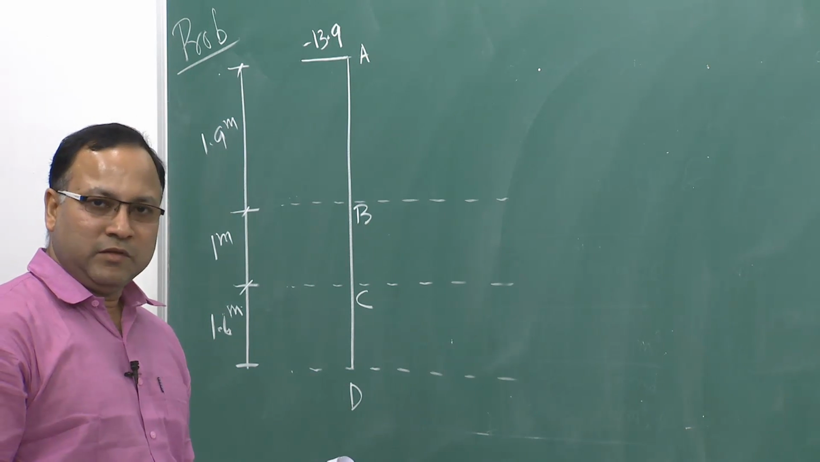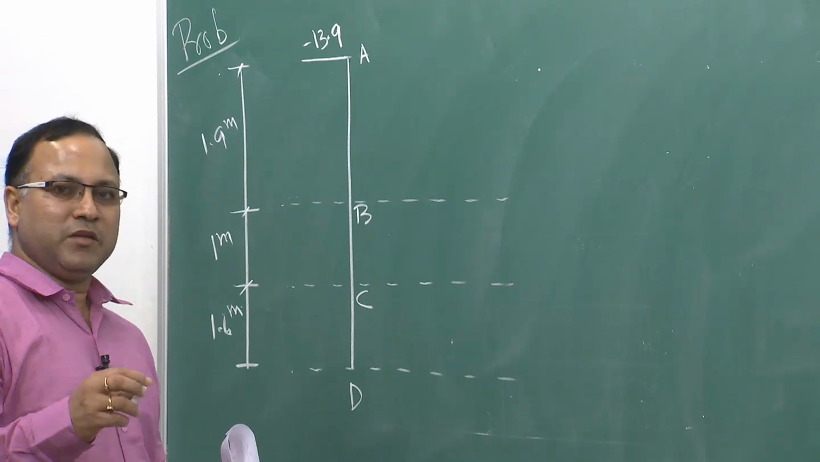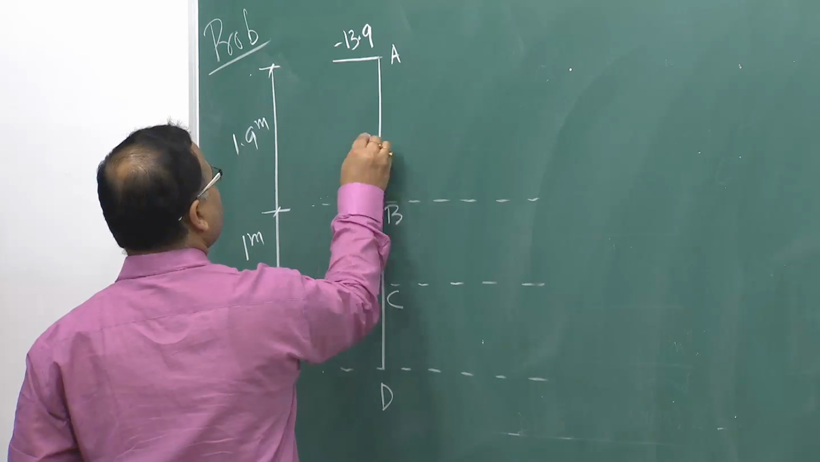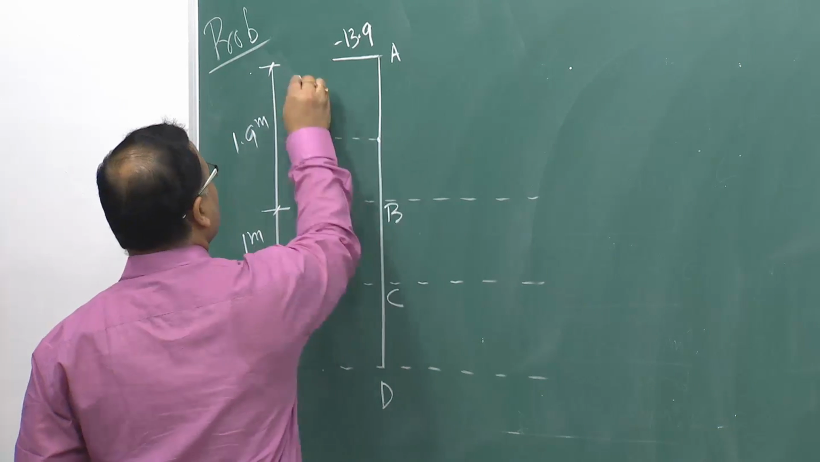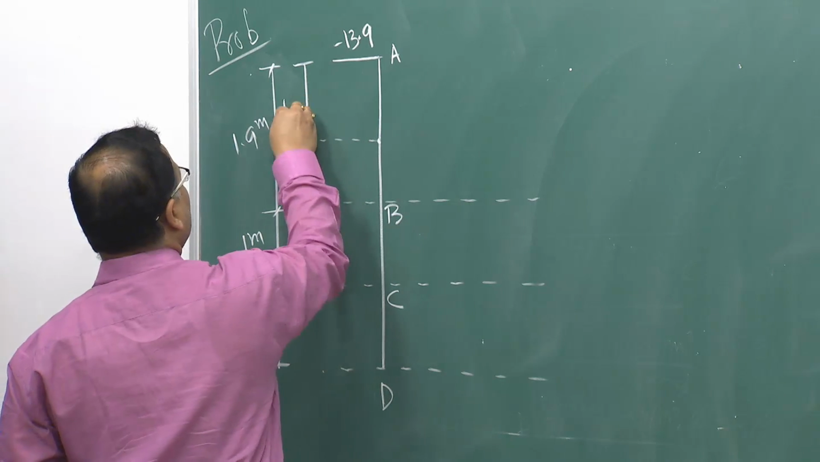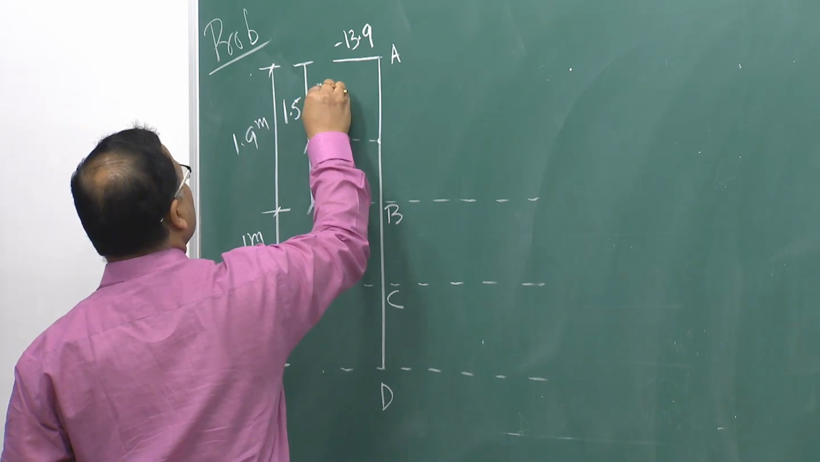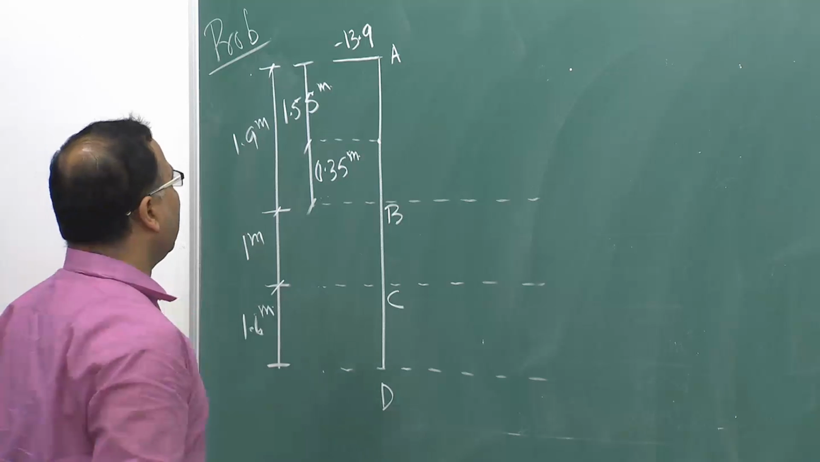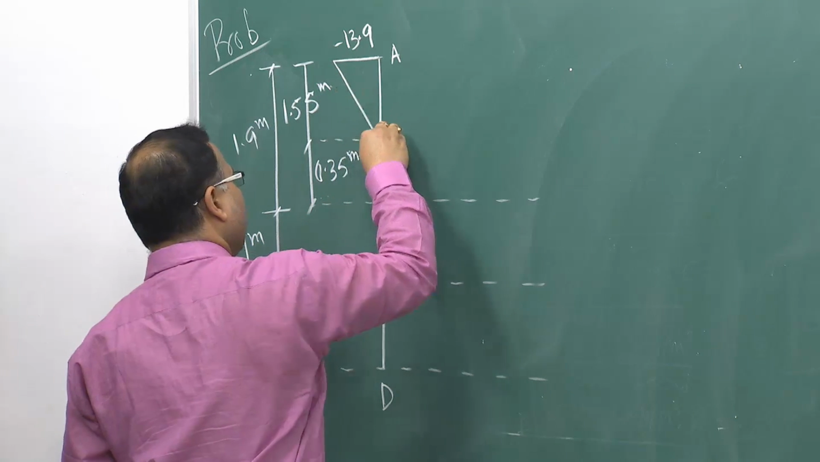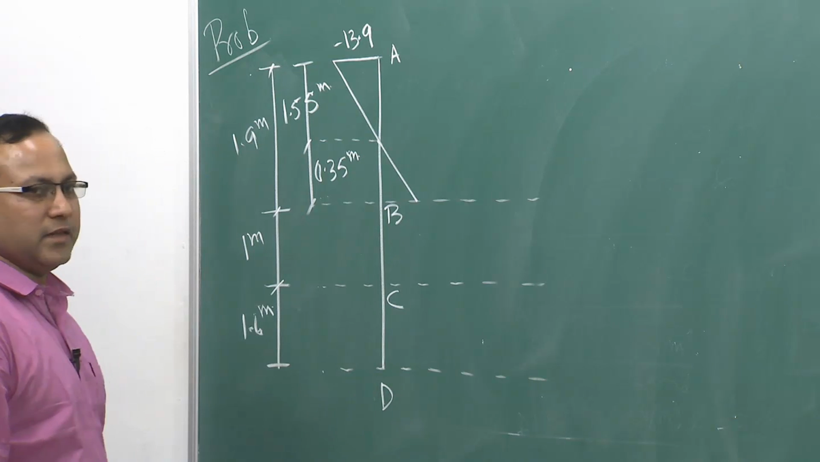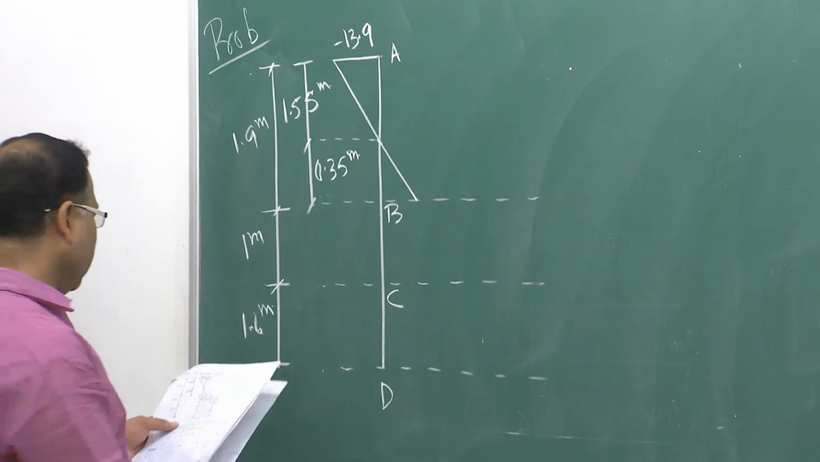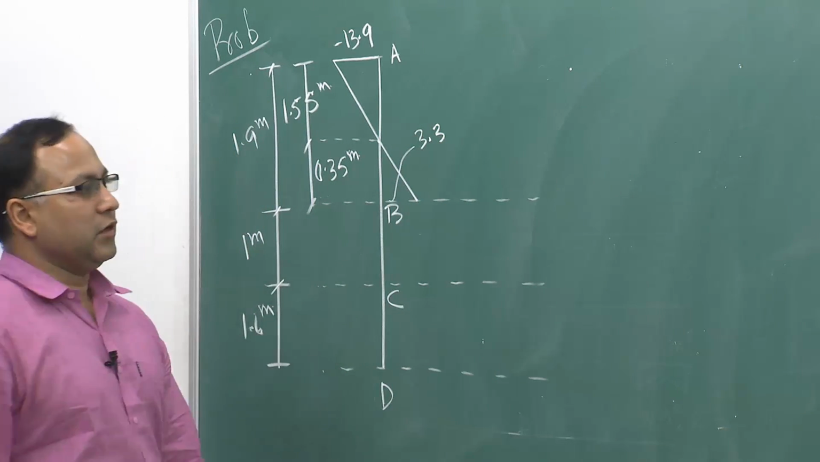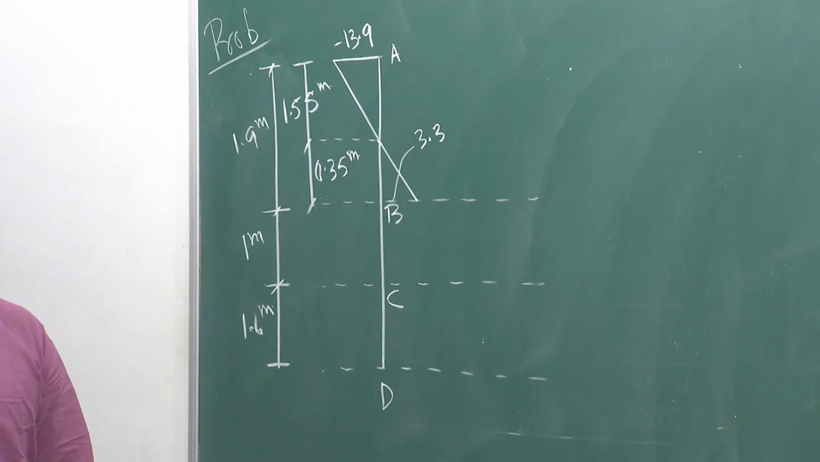At z naught, right. So, z naught is the distance or the depth at which your active earth pressure is becoming simply 0. So, that is this point, say this is your 1.55 meter and this is your 0.35 meter. Okay. So, you are getting the distribution like this, okay, where this is your 3.3 kilonewton per meter square, that is active earth pressure at point B.